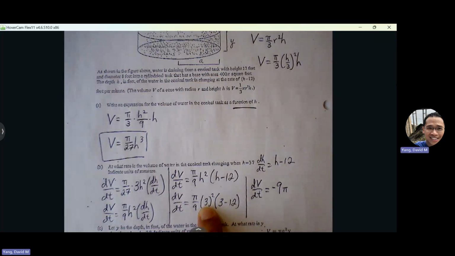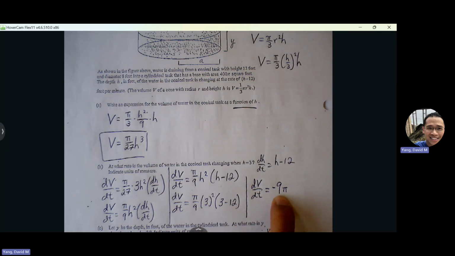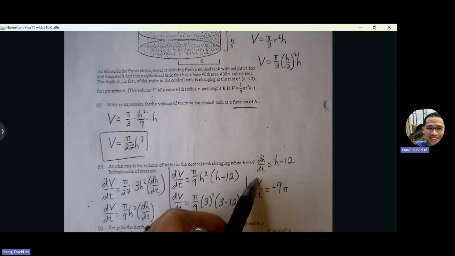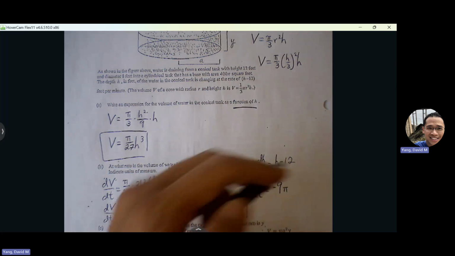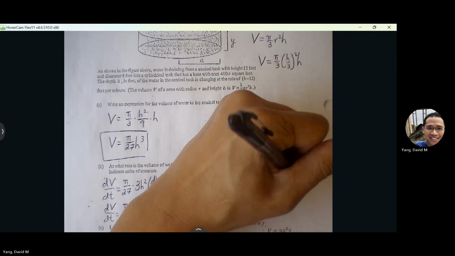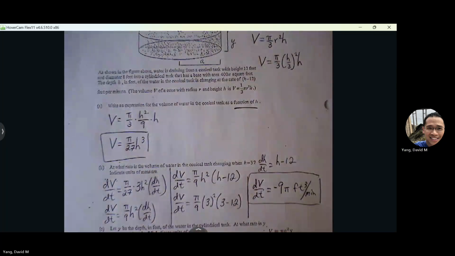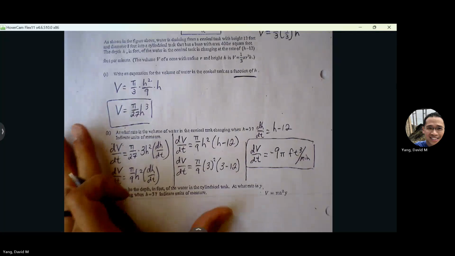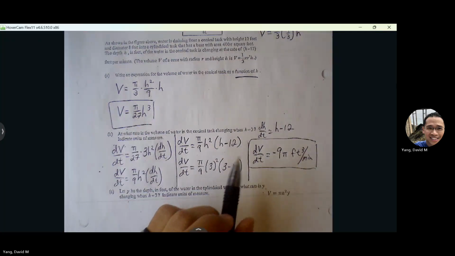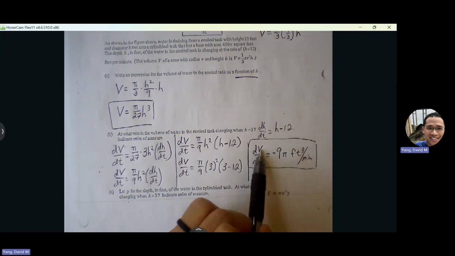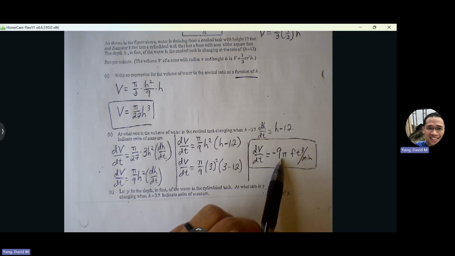The 9s, 3 squared is 9. The 9s cancel out, numerator and denominator. 3 minus 12 is negative 9. So dV/dt is negative 9 pi. What's our unit going to be? Volume is, yeah, cubic feet per minute. So does it make sense that dV/dt is going to be a negative value for the cone?